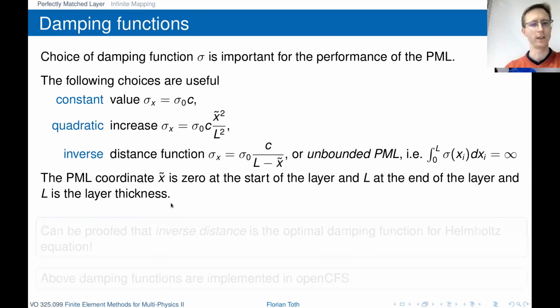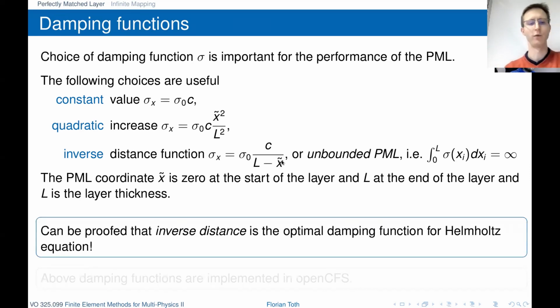And in fact, a very good choice for the wave equation is the inverse distance damping function, which will create an unbounded PML. You can imagine if x equals the length here, the denominator gets 0, and we have an infinite damping at the end of the layer.